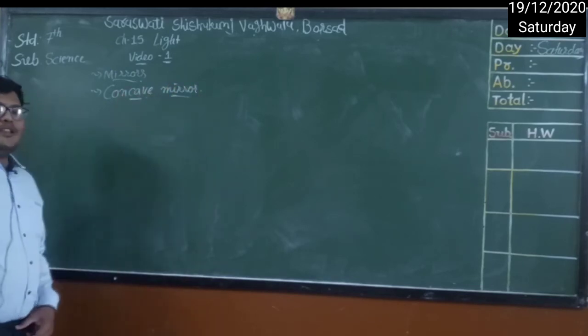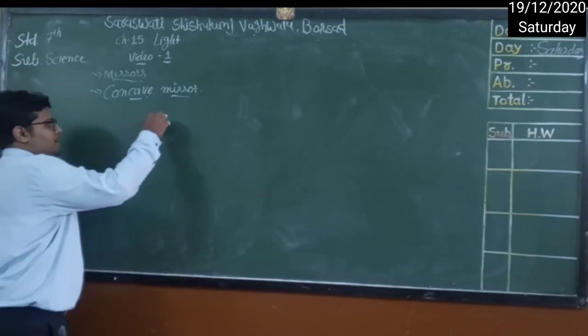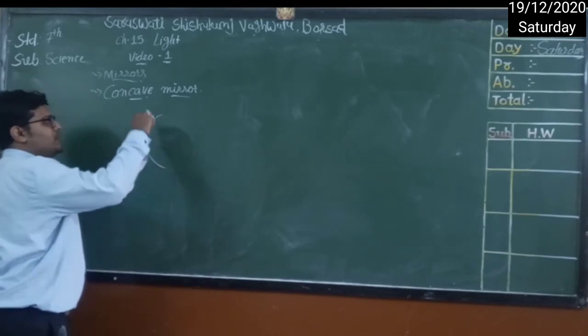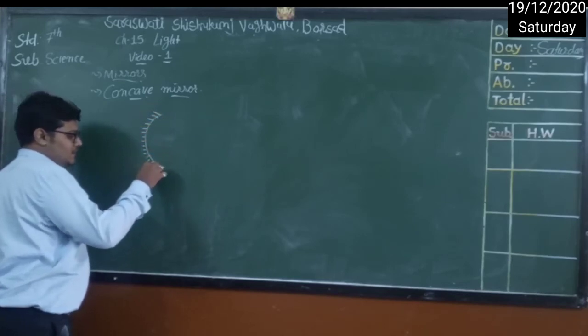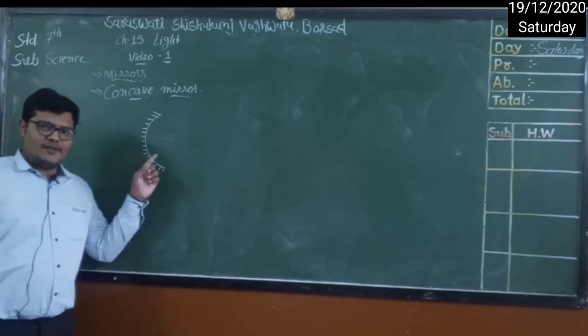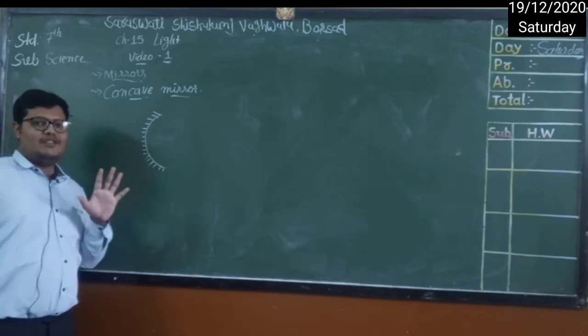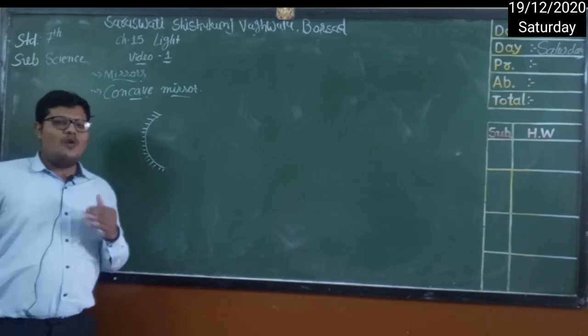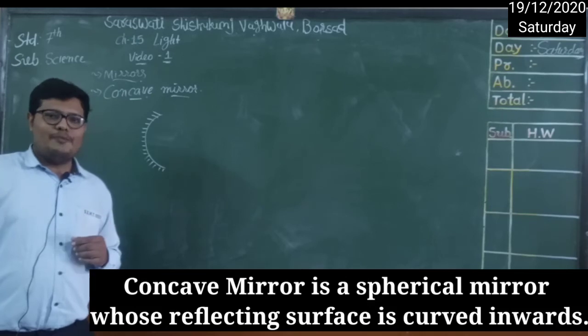Okay, so concave mirror. First of all, the definition of concave mirror. As I told you, this is your concave mirror, right? It has two surfaces. One is a shiny surface, the reflecting surface, and the other surface is not reflecting. So how can we define the concave mirror? Let's see the definition.